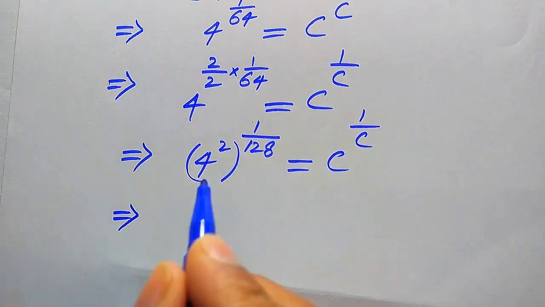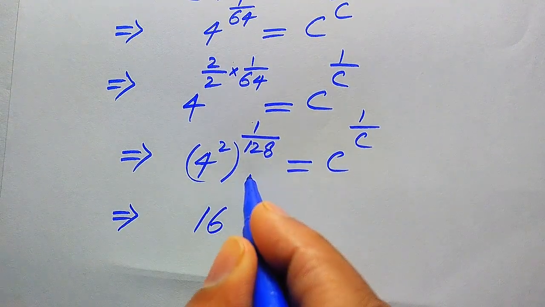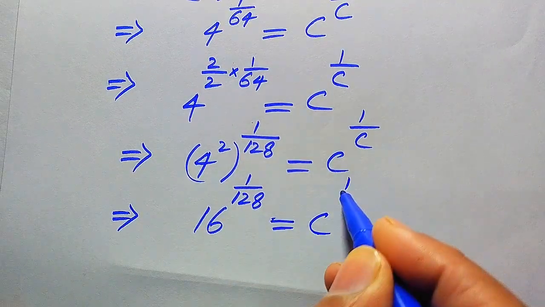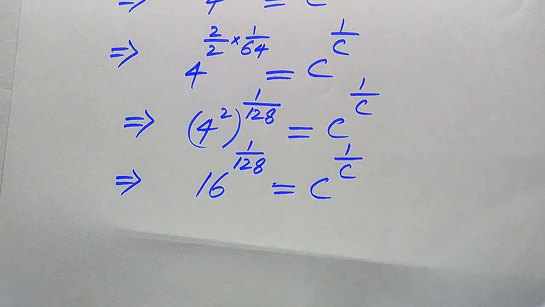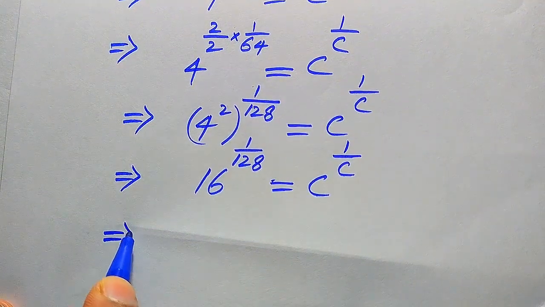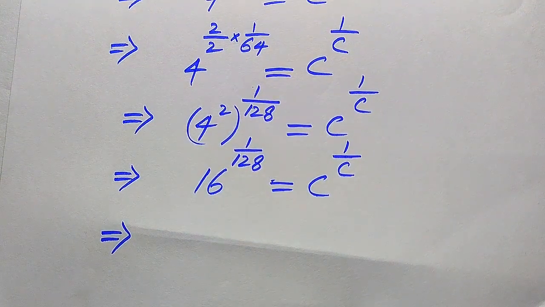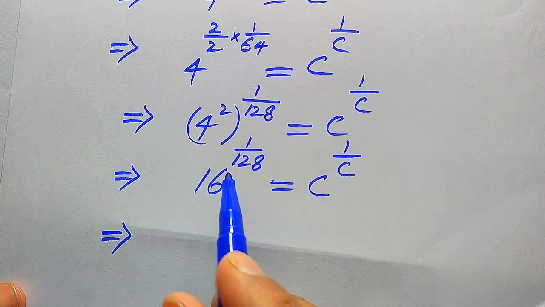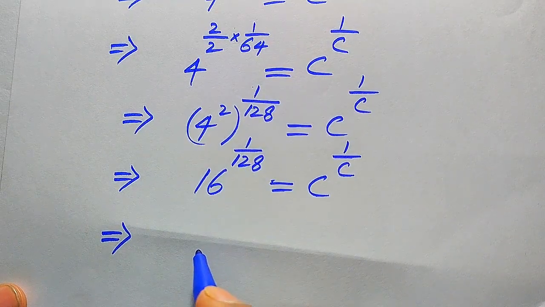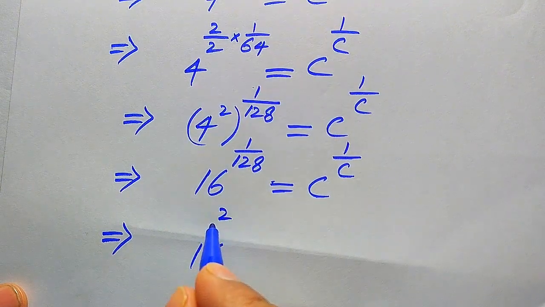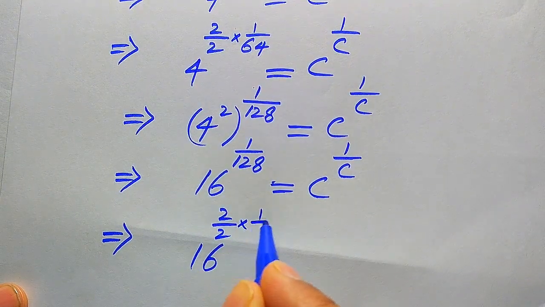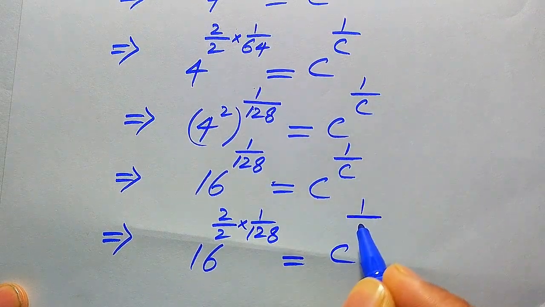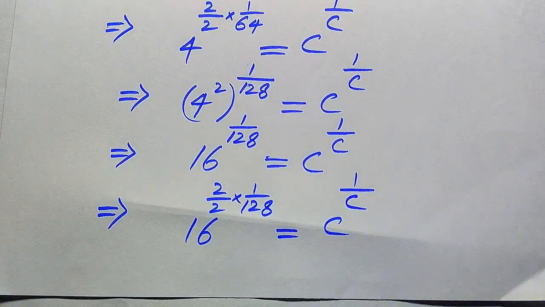And again you see here we have this 4 squared becomes 16 to the power of 1 over 128 is equal to c to the power of 1 over c. And in the next step we need more simplifications. So here again we repeat the above process and we again multiply and divide the exponent of 16 by 2, and it will become 16 to the power of 2 over 2 multiplied by 1 over 128 is equal to c to the power of 1 over c.